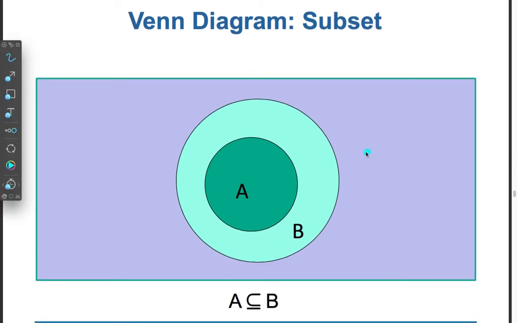Now here, Venn diagram for subset. Here this rectangle box is the universal set, and the green portion A is a subset of the big circle B, which is the superset. A is a subset of B, that is, A is contained by B, A is inside B, and this green portion is the subset of B. This is the subset Venn diagram.